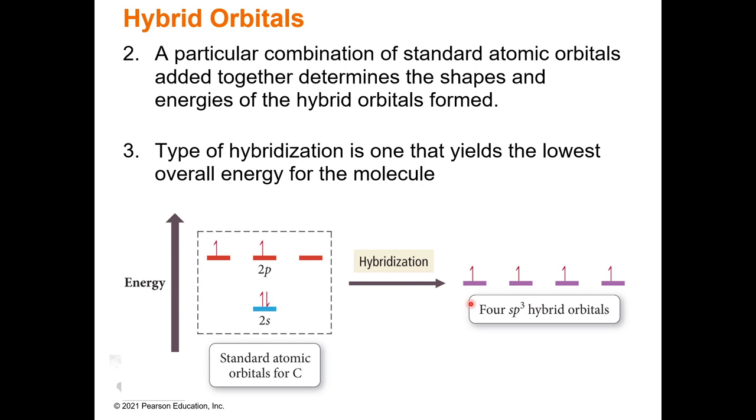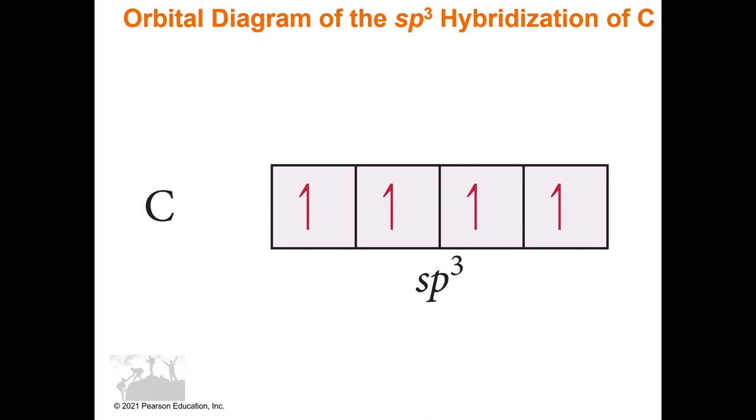Now, point 3, I mentioned a little bit already. When we hybridize the original atomic orbitals, we are trying to lower the energy of the system. So with hybridization, we're trying to obtain the lowest overall energy for the molecule. So now we have four sp3 hybrid orbitals. And in each of these 4 orbitals, we have 1 electron. So we got our half-filled orbitals. Now carbon is able to form 4 bonds.